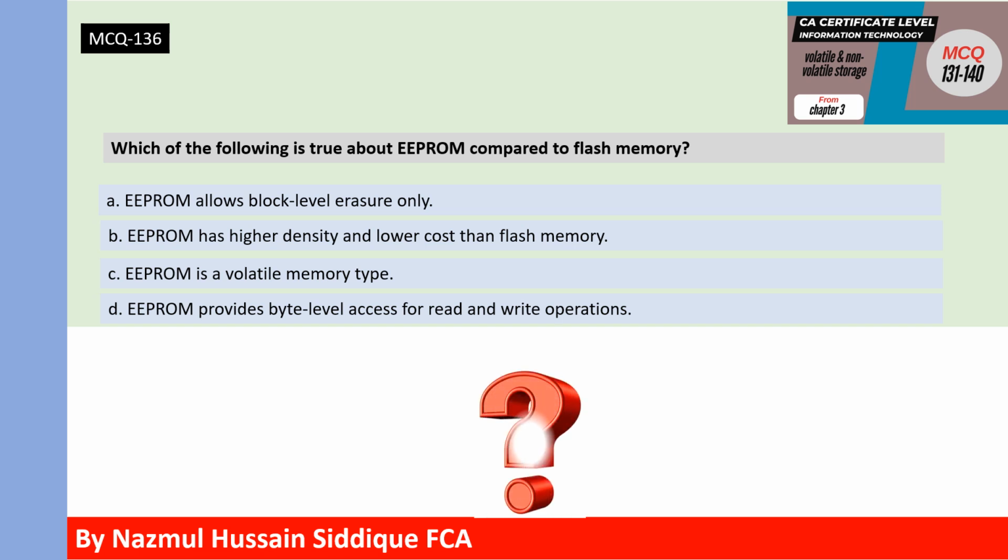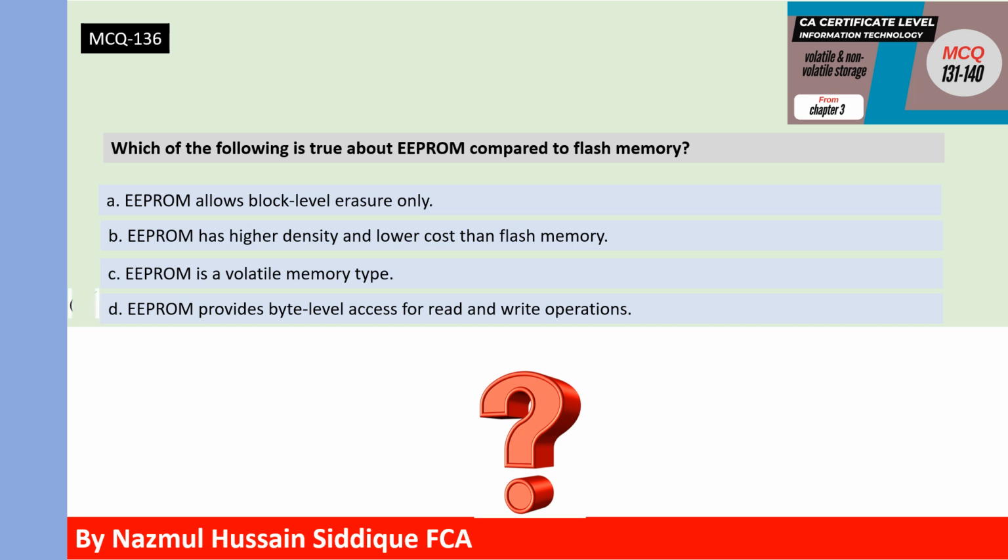The question is, which of the following is true about EEPROM compared to flash memory? Option A, EEPROM allows block level erasure only. Option B, EEPROM has higher density and lower cost than flash memory. Option C, EEPROM is a volatile memory type. Option D, EEPROM provides byte level access for read and write operations.